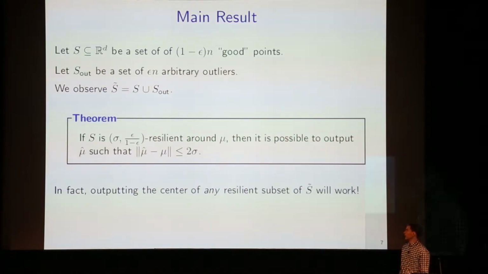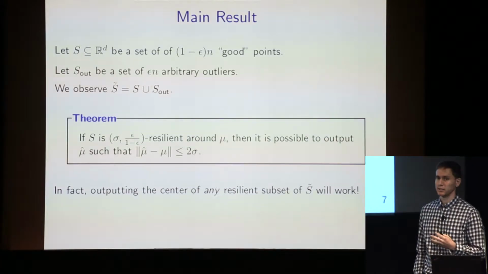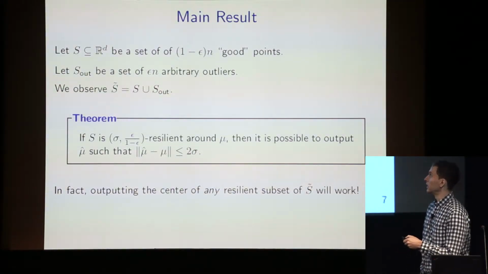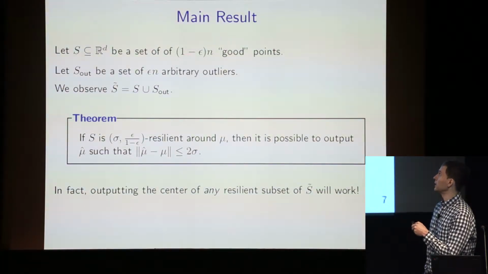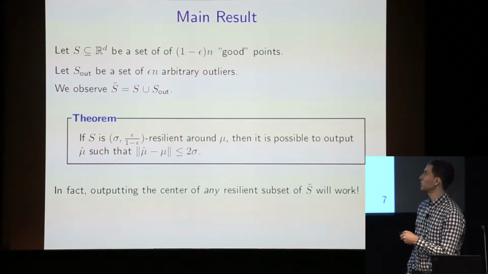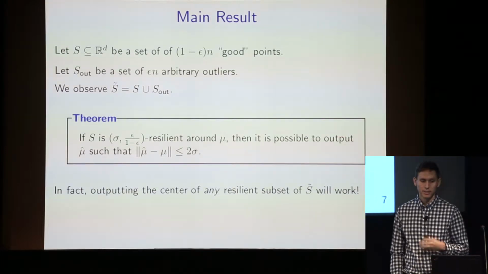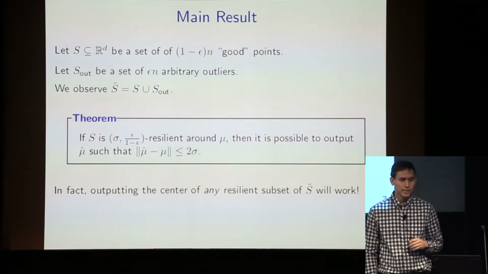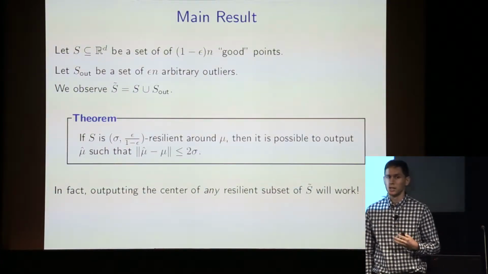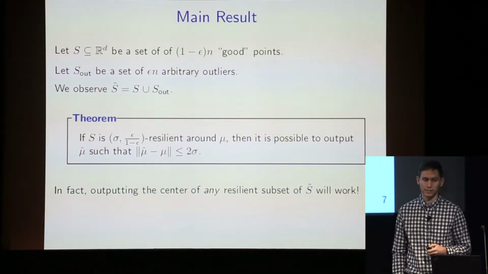And the main result here is going to be that resilience is going to enable robust estimation in a fairly general sense. So if we say that we have (1 minus epsilon)n good points, which is going to be a resilient set, and a set of epsilon n arbitrary outliers, and we observe the union of those sets, then the theorem is that as long as the good points are resilient around some point mu, we can actually recover mu with small error, even in the presence of these epsilon n outliers.